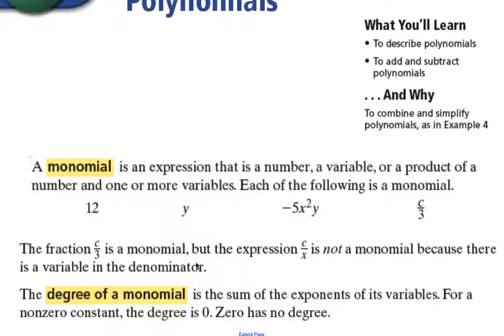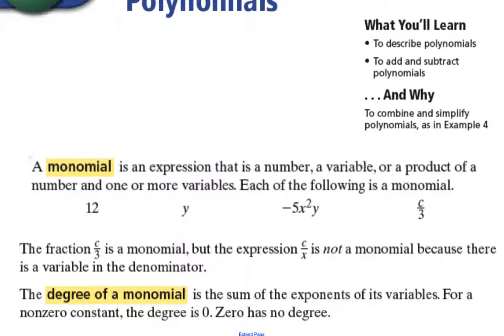The degree of a monomial is the sum of the exponents of its variables. For a non-zero constant, the degree is 0. 0 has no degree. So 12 would be degree 0. y would be degree 1 because that 1 is implied. The degree of this monomial would be 2 plus 1, which is 3. And then c to the first has degree 1.